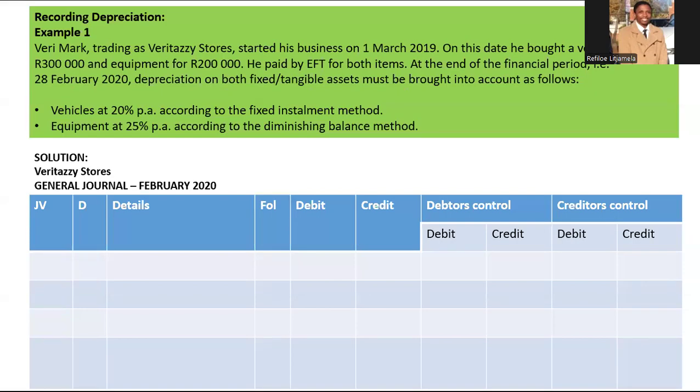Let's look at this example where we have Very Mark trading as Very Tezu Stores. He started his business on the 1st of March 2019. On this day, he bought a vehicle for 300,000 and equipment for 200,000. He paid by EFT for both items. At the end of the financial year, that is the 28th of February 2020, depreciation on both fixed tangible assets must be brought into account as follows.